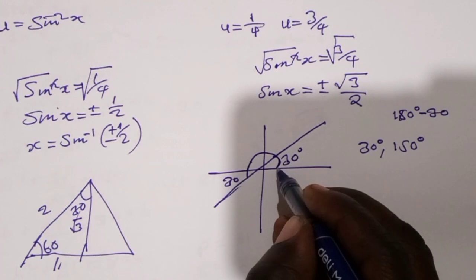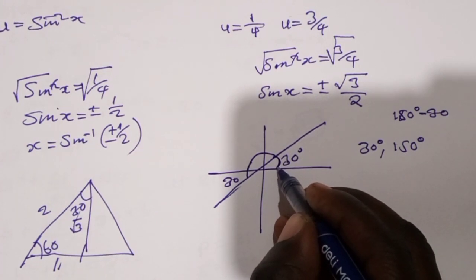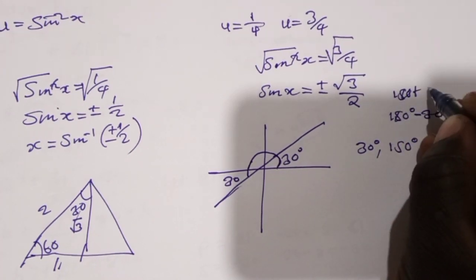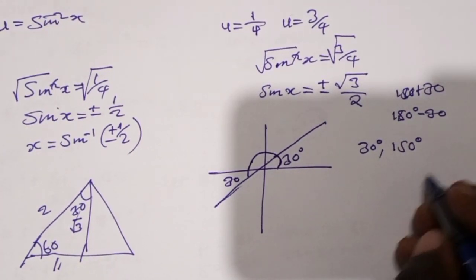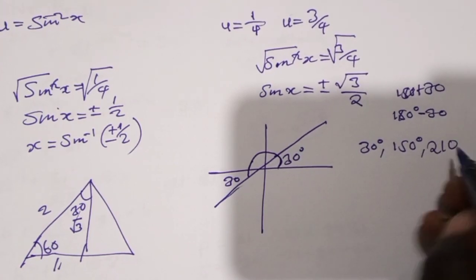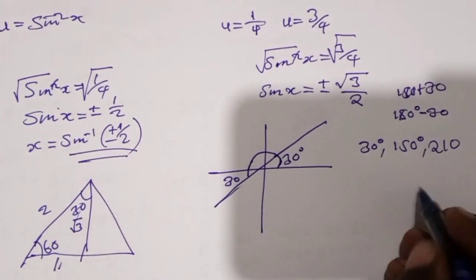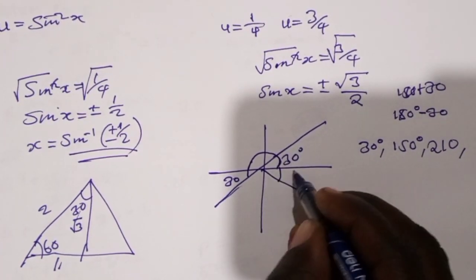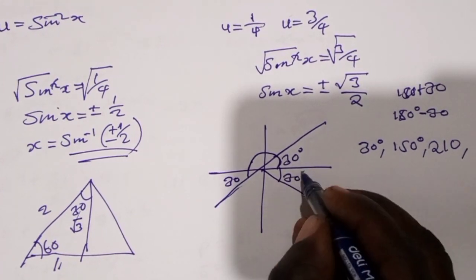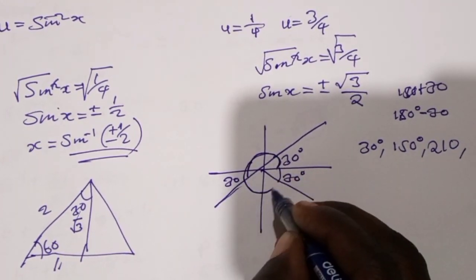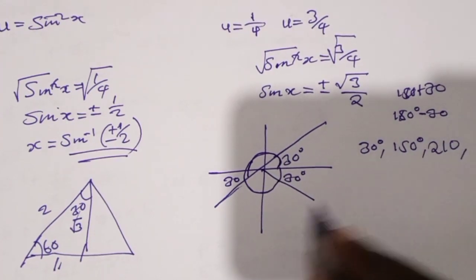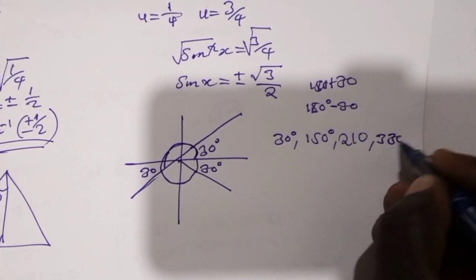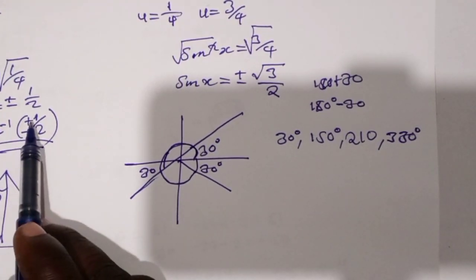Then you move from here to here, because there's a reflection of 30 also, so you add 180 plus 30, which is 210. We're dealing with this solution here, 210. Then from here we have the alternative angle of 30 degrees, so you move from here to here, and you say 360 minus 30, which is 330. So these are our angles for this solution here.